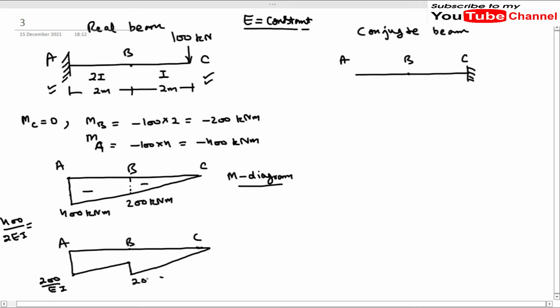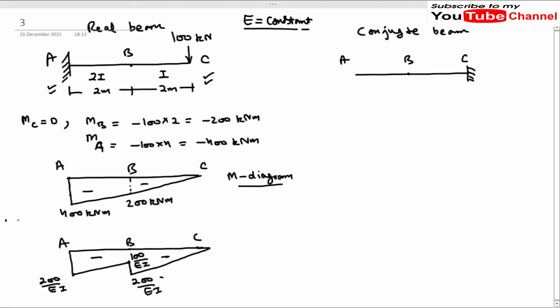So it will be 200 by EI, and this point, let me write it here, this point will be 100 by EI, and it will be negative. Now let me repeat this again.